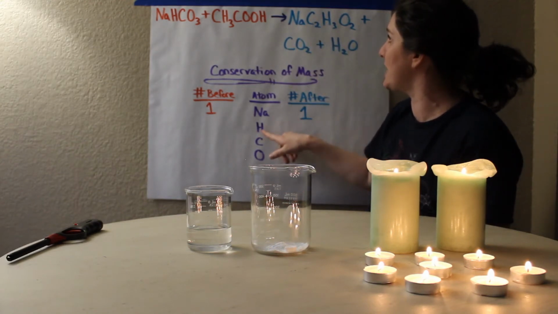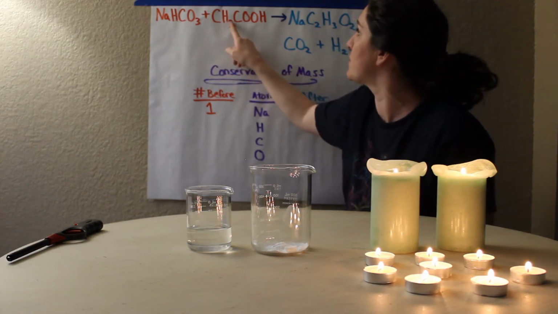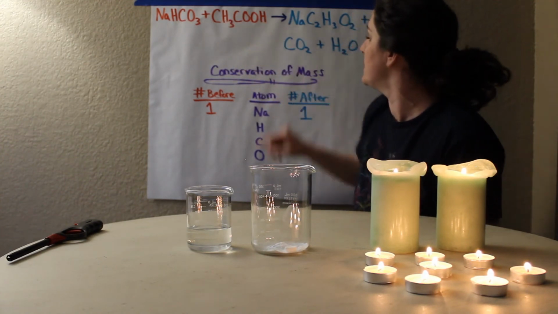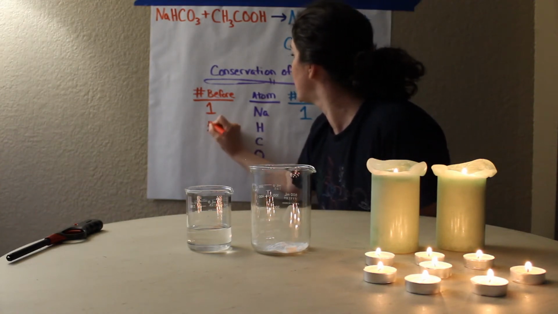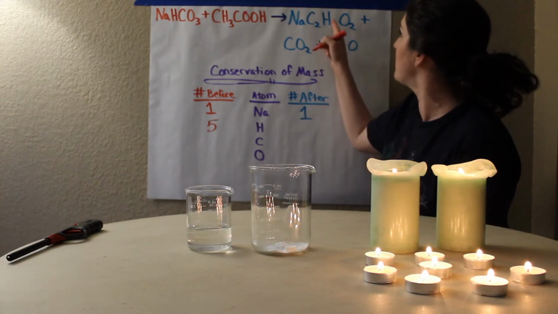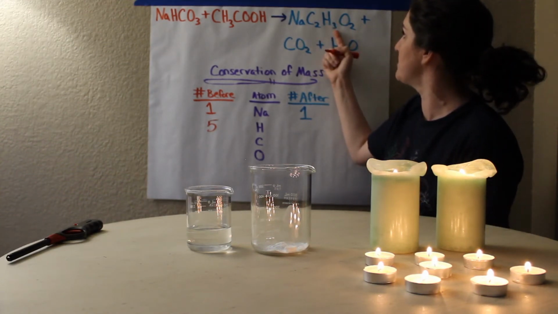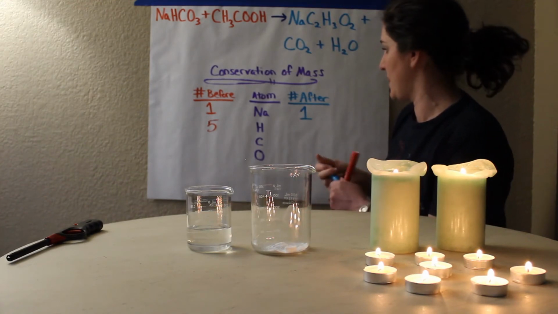So then hydrogen, we can count how many we have here. 1, 2, 3, 4, 5. So we have 5 before the reaction. And we have the same amount of hydrogen after. 1, 2, 3, because of the subscript. 4, 5. So we have 5 after.